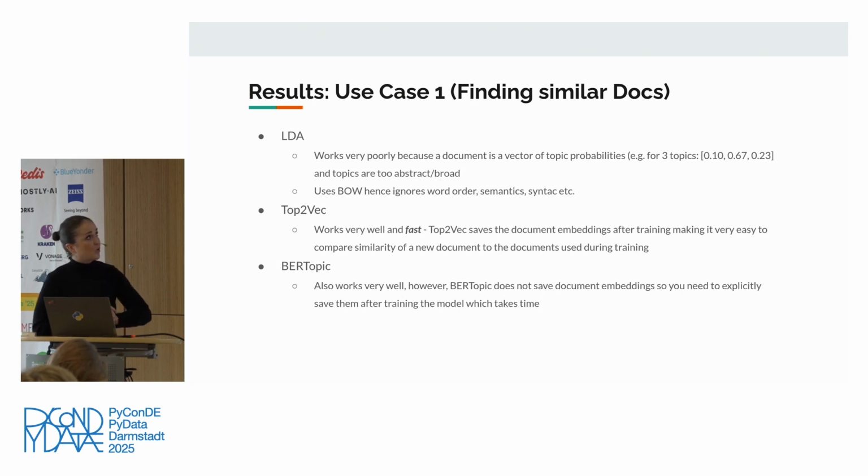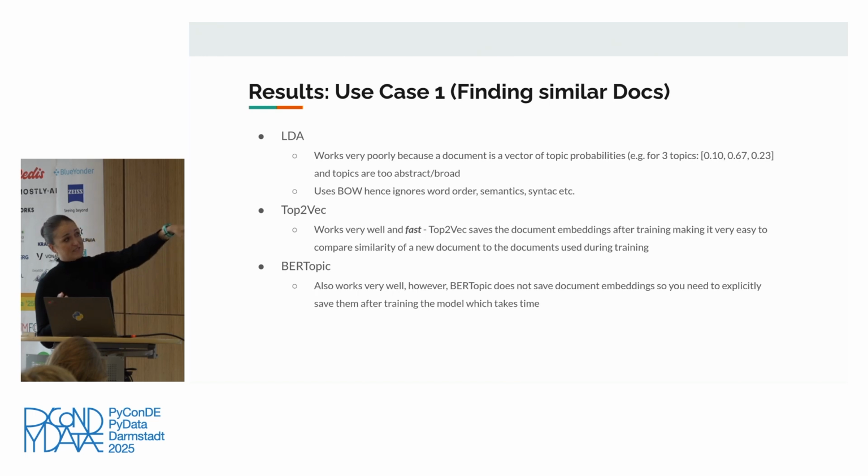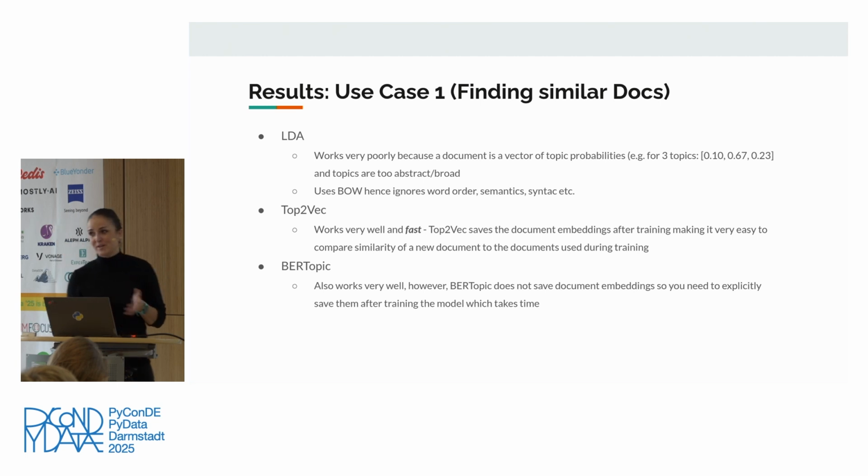Okay, results. So for LDA, finding similar documents works ridiculously poorly. Why? Because each vector of a topic is a vector of probabilities. So if you only have 3 topics, a document would be represented with just 3 numbers on how likely it is to be in that topic. And with just 3 numbers, using something like Euclidean distance or cosine similarity, it will not give you any super similar documents. I think it's kind of self-explanatory.